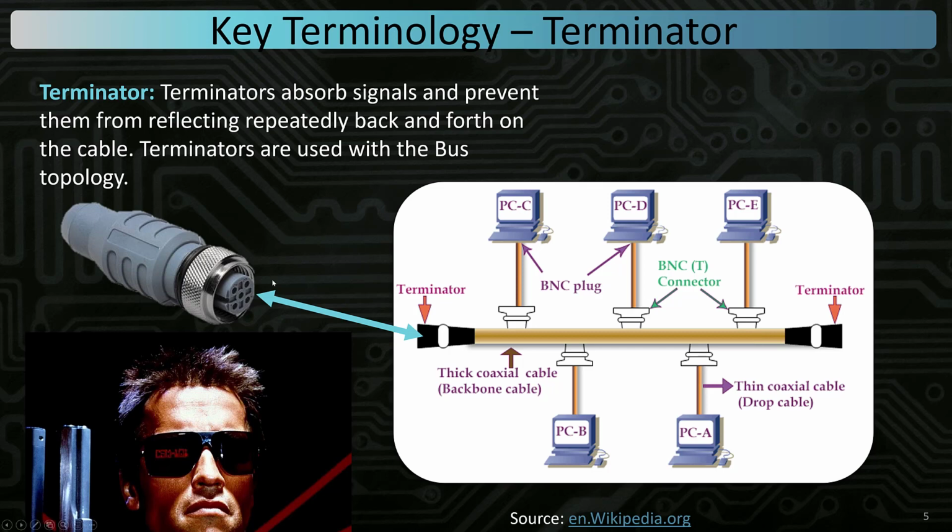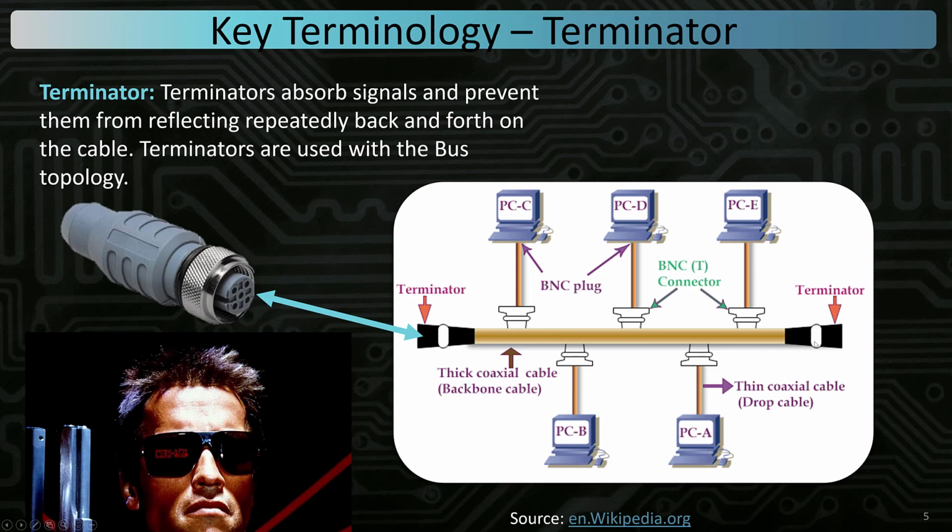And what we would do is we would put terminators which absorb the signal on the ends, and that way when a computer communicates back in the old days with these networks, it would communicate out over the wire and ask everyone on the wire, hey, is this data meant for you?